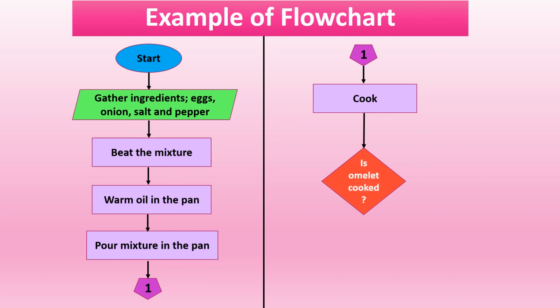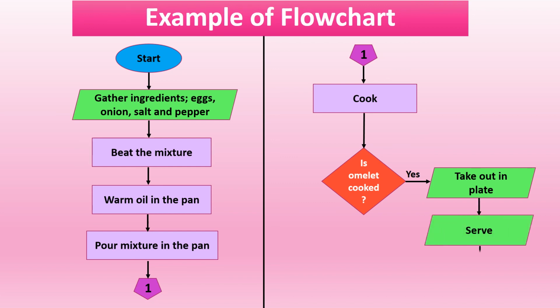We are going to take the decision here. Is omelette cooked? If it's yes, then what to do? Take out in a plate. Remember that input output has the same symbols. Now I'm going to use the same green parallelogram. Take out in plate. Then serve and stop.